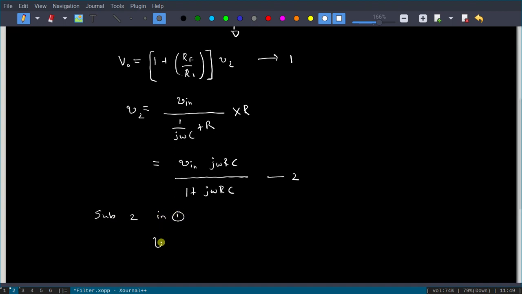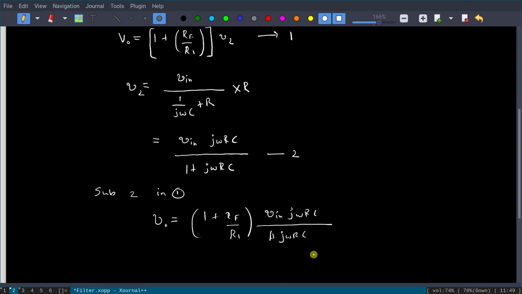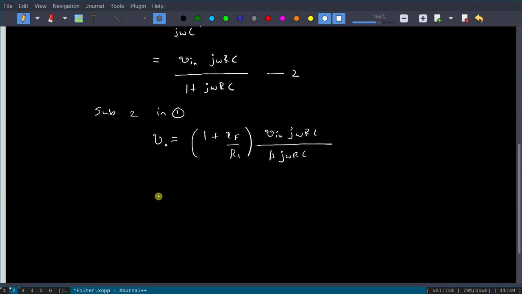Okay, so that is nothing but V0 is 1 plus RF by R1 multiplied by V2. V2 is nothing but V in times j omega RC divided by 1 plus j omega RC. Okay, so this we can write in a simpler way. So V0 divided by V in, that is the input voltage. Instead of writing 1 plus RF by R1, I will simply write AF.